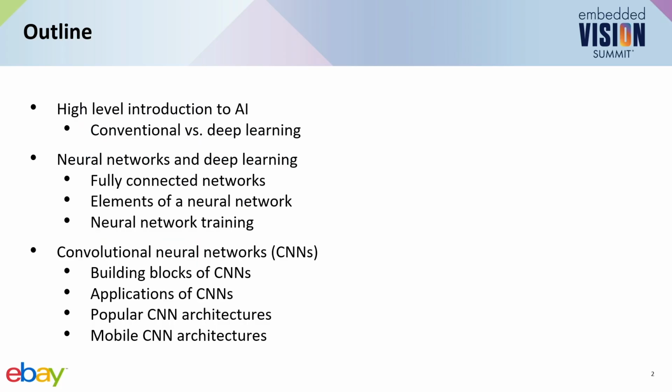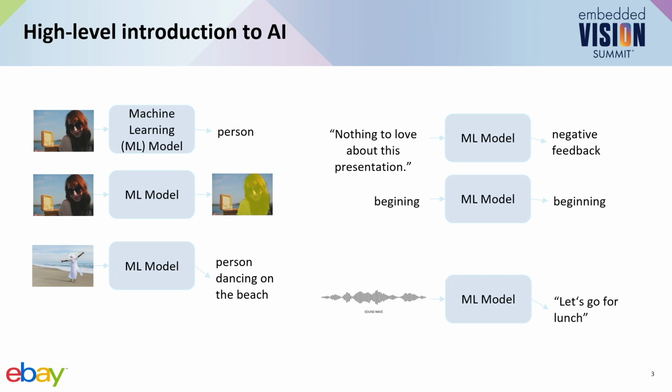So let's get started. As I mentioned, we are going to have a high-level intro to AI. We will talk about conventional computer vision and deep learning. Then neural networks and deep learning. We will talk about the fully connected networks, elements of a neural network, and how the training is usually done, but not very deep into any of these. And then we will go into convolutional neural networks, talking about its building blocks, then applications of it, and some popular networks for both general and also edge applications. So starting with the intro.